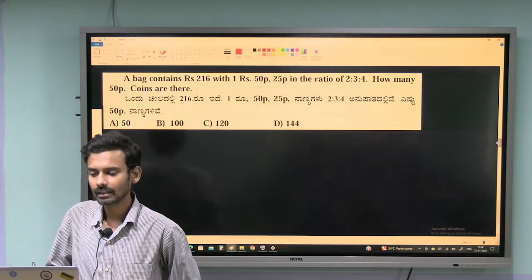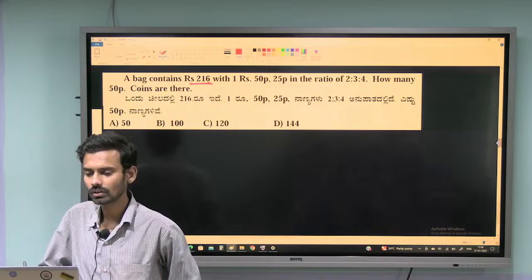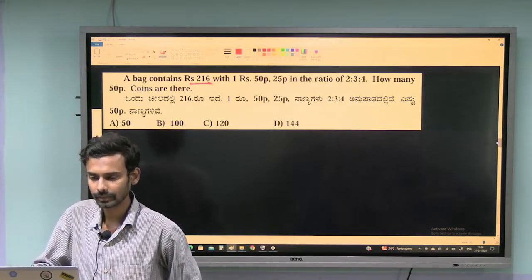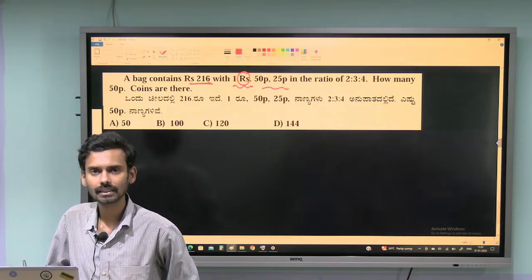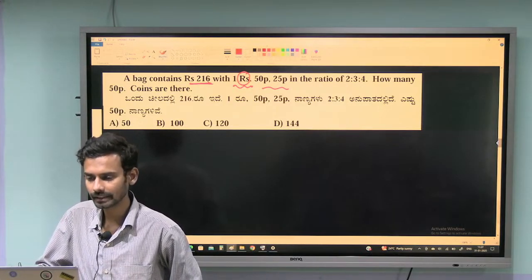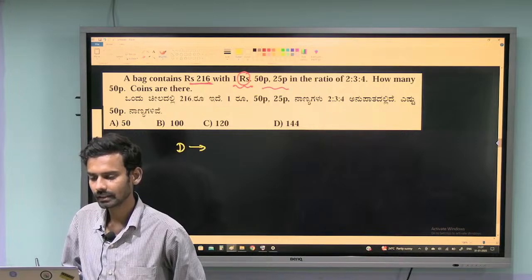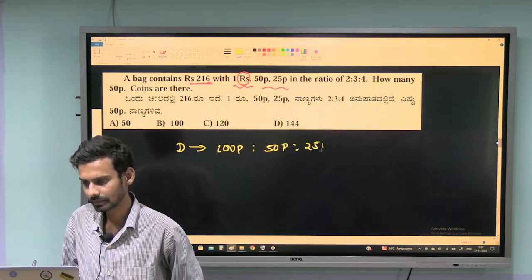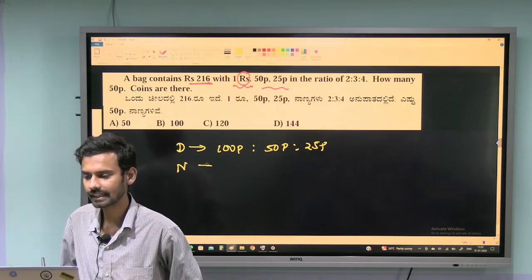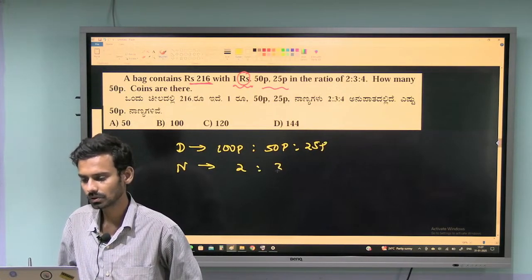So a bag contains rupees 216. This is the total amount with 1 rupee, 50 paisa and 25 paisa. See here, the first one is in rupees, the other two are in paisa. So can I write 1 rupee as 100 paisa? So the denomination will be 100 paisa is to 50 paisa is to 25 paisa, and the ratio of the number of coins will be equal to 2 is to 3 is to 4.